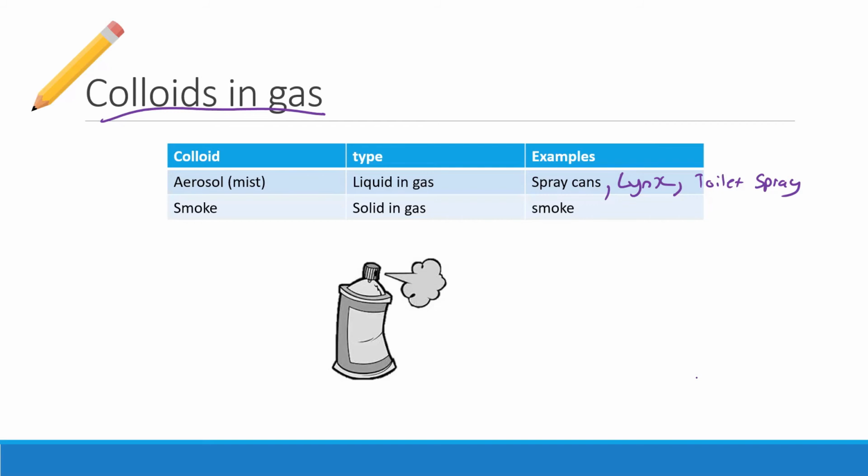Because that is a liquid mixed with a gas. When you spray a liquid, like toilet spray, Lynx, or Dove antiperspirant, and it hits a wall or glass, you might see some little bits of liquid. That's because there is liquid inside the spray. But when it comes out of the can, it's an aerosol, a mist. It is a colloid, because they're two things mixed together, but they don't dissolve.